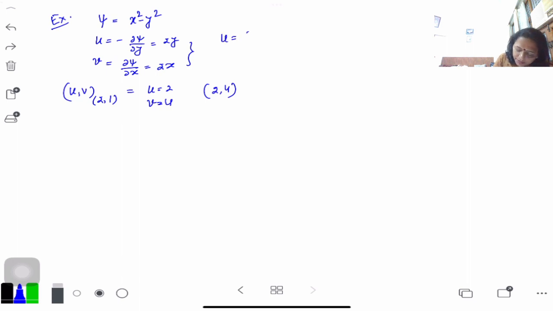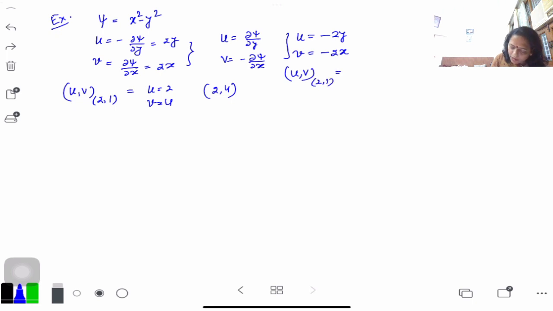If u is taken as delta psi delta y and v is taken as minus delta psi delta x, then you will get another type of result. Like you will get u is equal to minus twice y, and v is equal to minus twice x, and in that case your u, v at 2, 1 will be, a mistake has happened here, this is 4, this is 4, so it is 4, 4, while it is minus 4, minus 4.